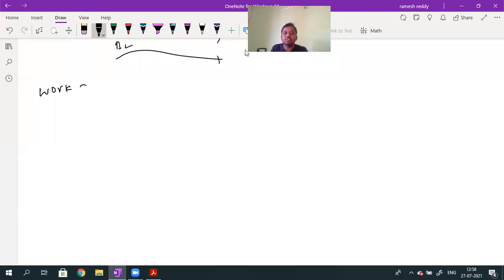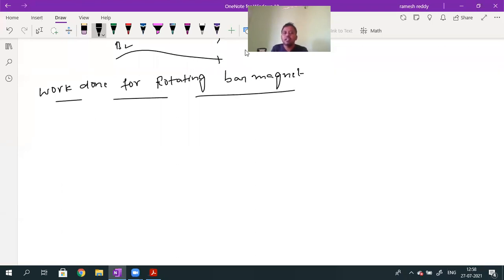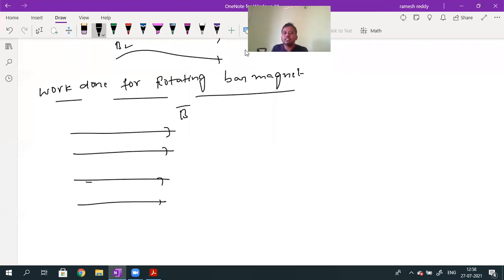Once again, students, work done for rotating the bar magnet. A bar magnet has to rotate in an external uniform magnetic field. What is the work done value I want to calculate? Now let me consider a uniform magnetic field of magnetic field induction value given by B bar. In this uniform magnetic field, let me consider one bar magnet. So this is a bar magnet, north pole and south pole. This is the direction of the magnetic moment, M bar.